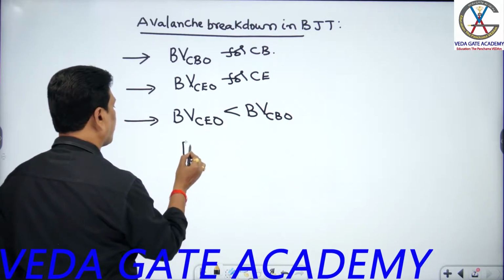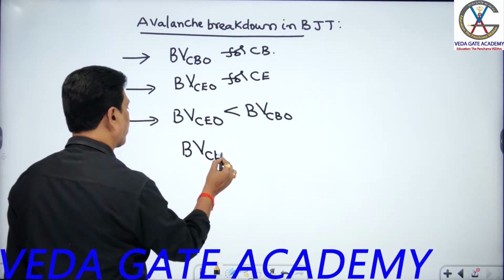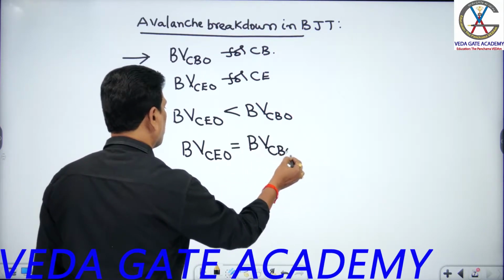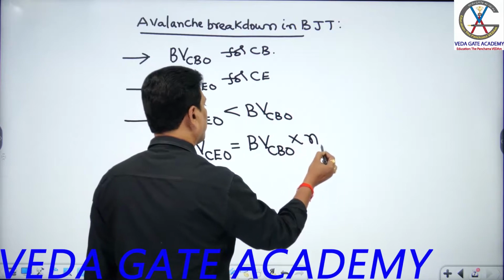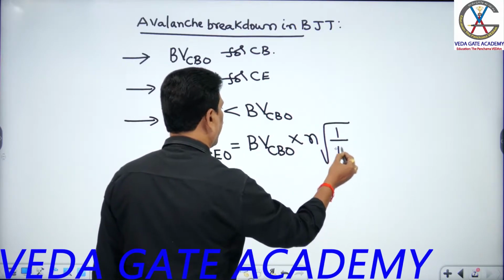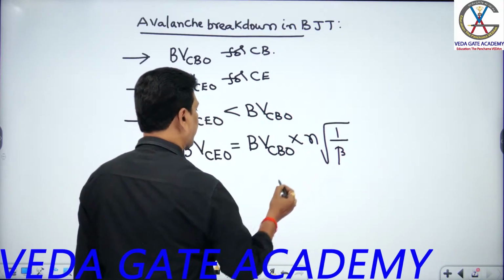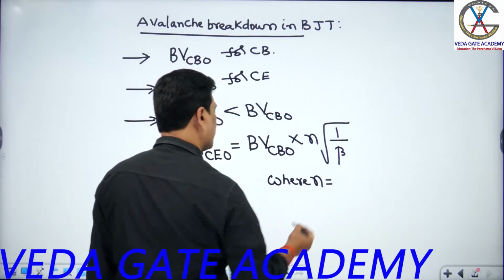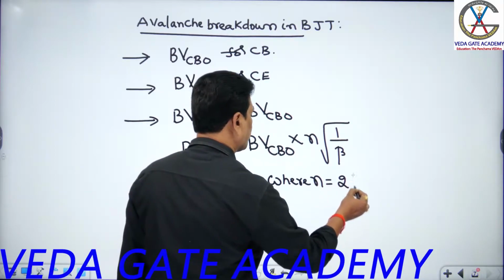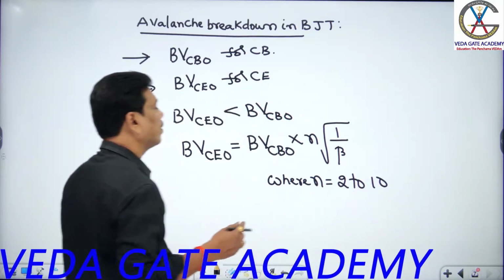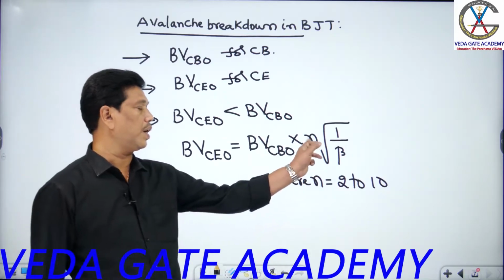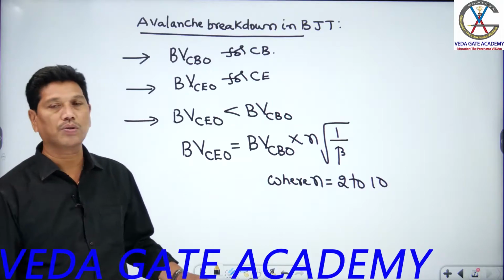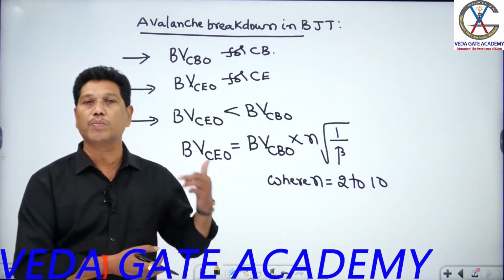And the relation between these you already know: BVCEO equals BVCBO times the nth root of 1 by beta, where beta is the DC current gain factor and n is an integer, students, depending on the type of BJT specified by the manufacturer, and its value is around 2 to 10. So these are the concepts you learn in this BJT chapter.